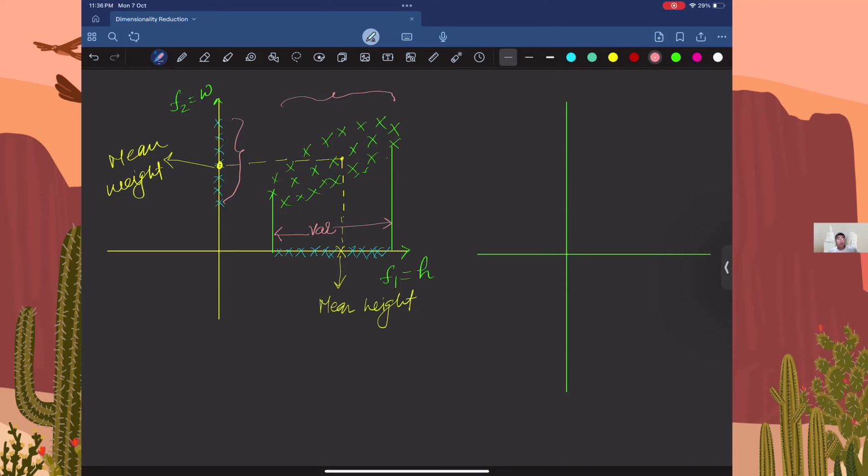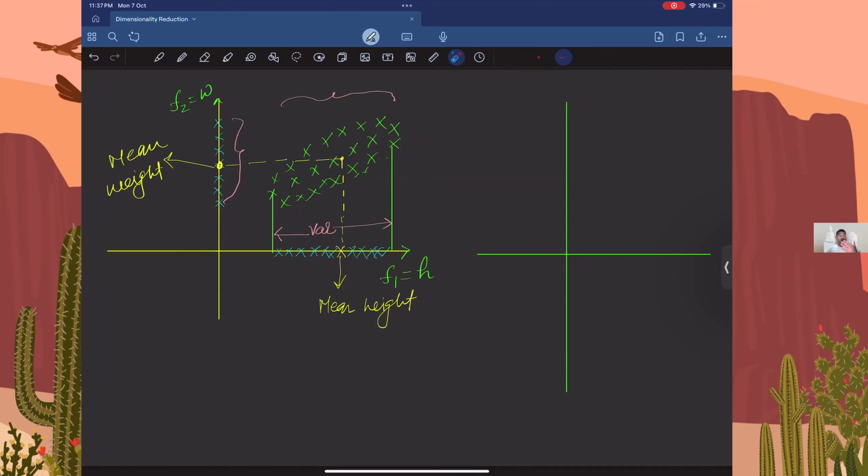How am I measuring the variance? By projecting all these points on the x-axis and this on the y-axis. So this is the variance of the weight, and this is the variance of the height. Fine. And when I have calculated the mean of all the projected points, I am getting the mean height, and here I am getting the mean weight. Now, if you recall, the formula of standard deviation is basically the square root of the variance, as you know.